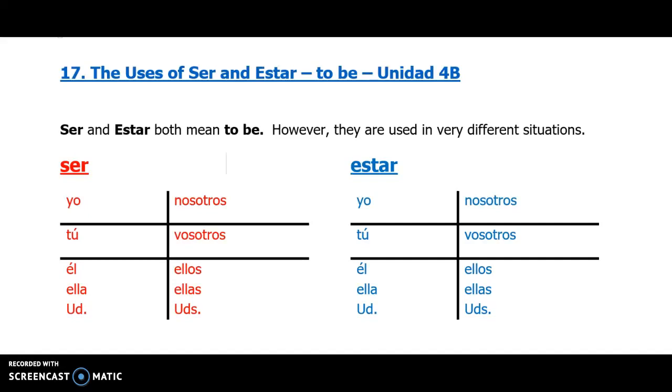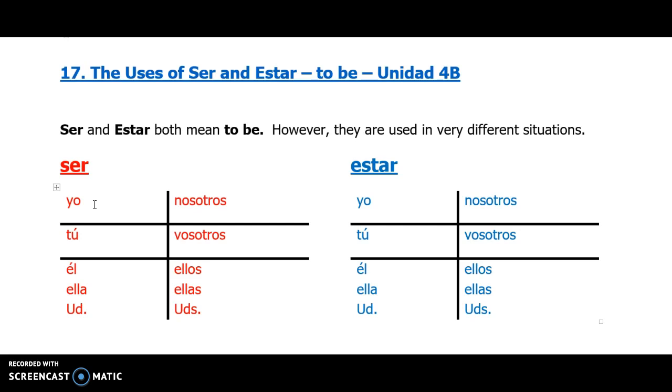Hola, chicos. So now we are going to talk about one of my favorite things to teach in Spanish 1, the uses of ser and estar, both of which mean to be, which you've already known, but they get used slightly differently. So we have very specific situations for ser, very specific situations for estar, and some situations where one or the other would be appropriate depending upon what it is you want to say. But before we go any further than that, let's go ahead and conjugate our verbs.